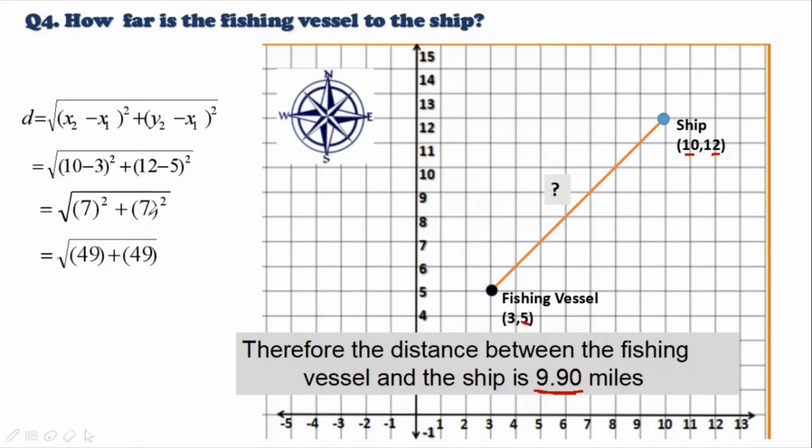Then after that, simplify. 7 squared is 49. 7 squared is 49 again. Okay? Add. We have 98. So we need to find the approximate value of the square root of 98. So again, using the calculator, this is approximately 9.90 miles. So that's the answer. That's the distance between the fishing vessel and the ship.